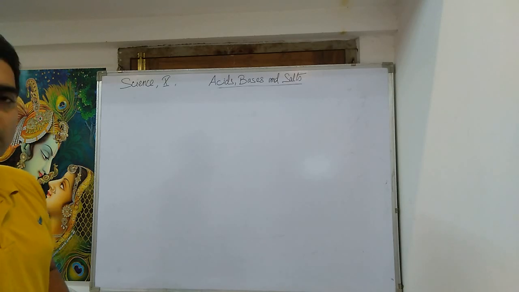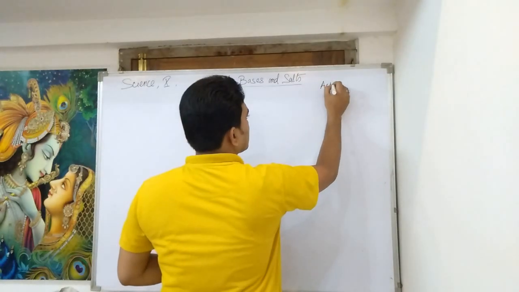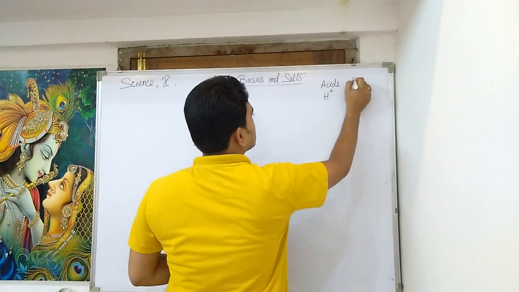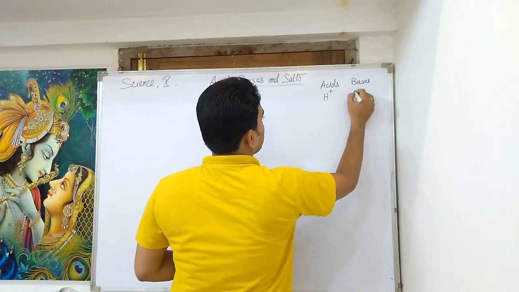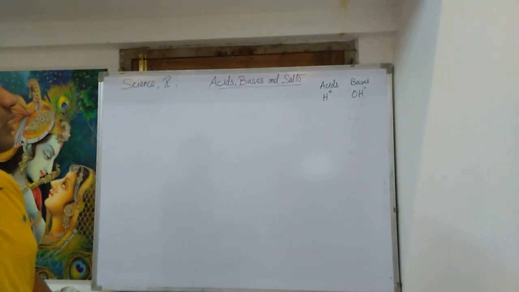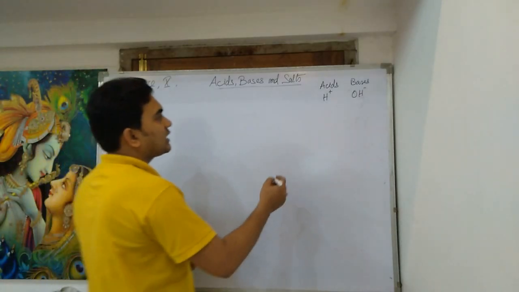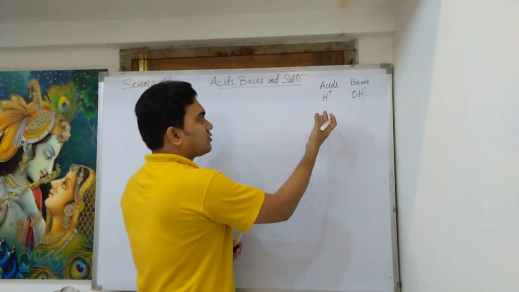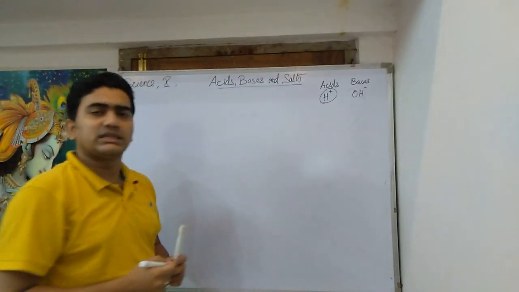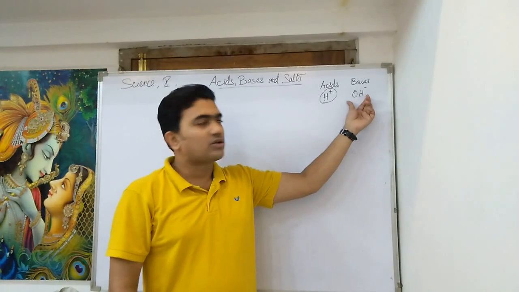What are the common things in acids we have learned so far? All acids have H plus ions. All bases have OH minus ions. Now if we talk about their dilution, when acids are diluted in water, then they give out this. Now all acids are soluble in water, but all bases are not soluble.